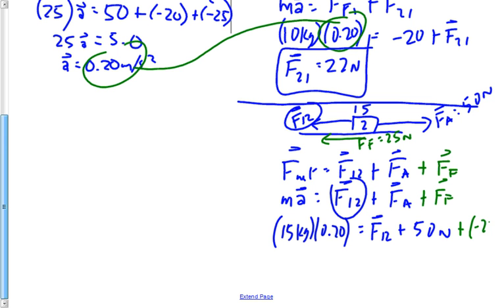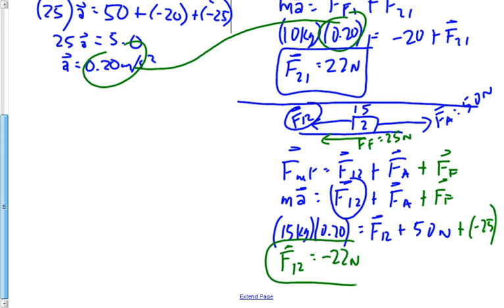All right, let's do it now here. On the left-hand side, we've got 0.2 times 15. That's going to give me 3. Okay, 3 newtons on the left side, 25 on the right side. Take that over by subtracting. It becomes F12 is negative 22 newtons.